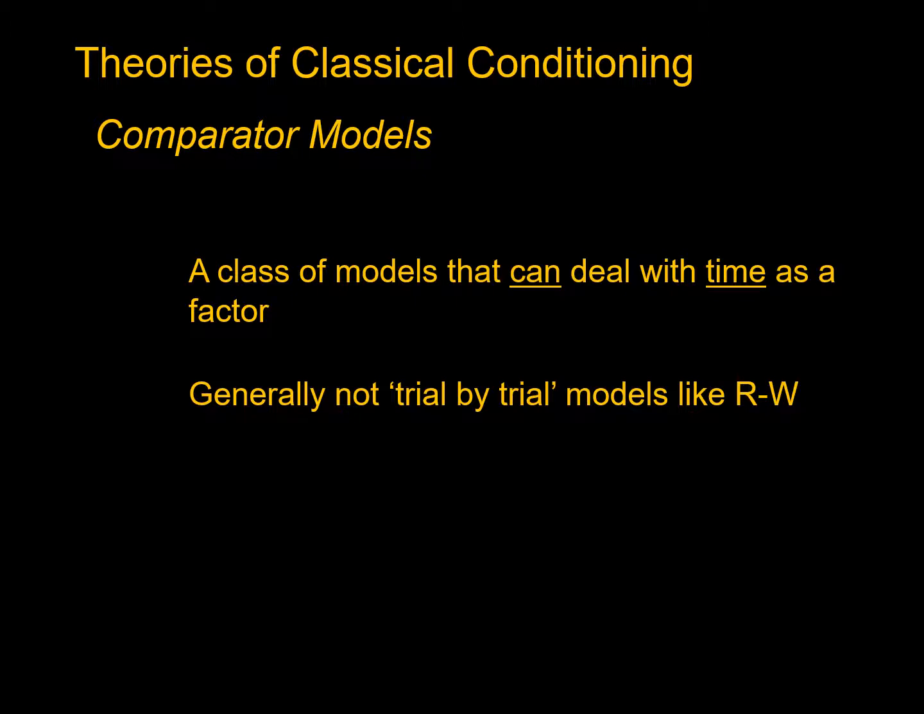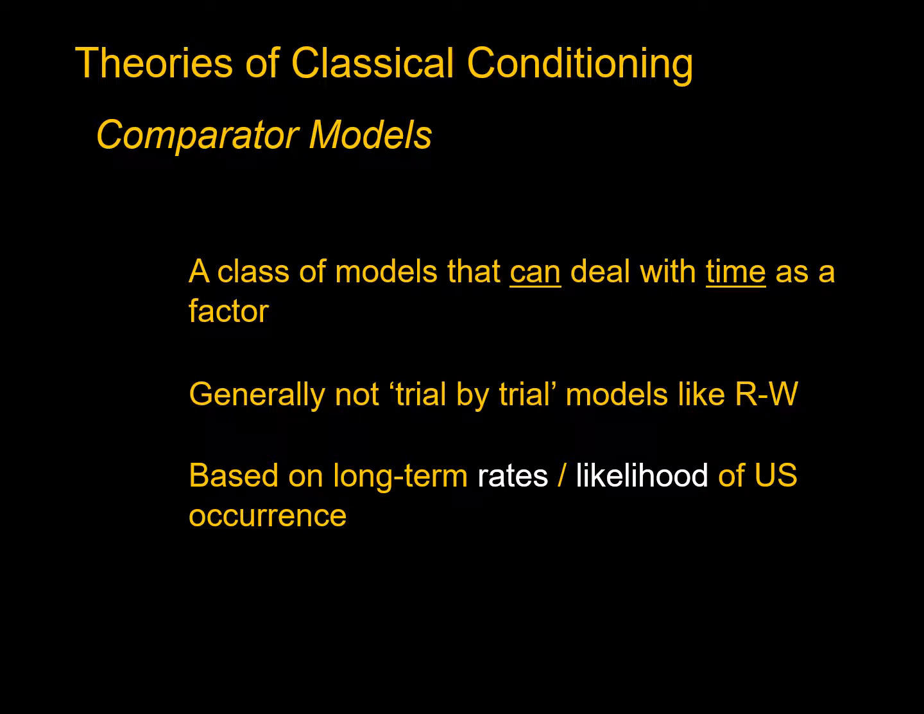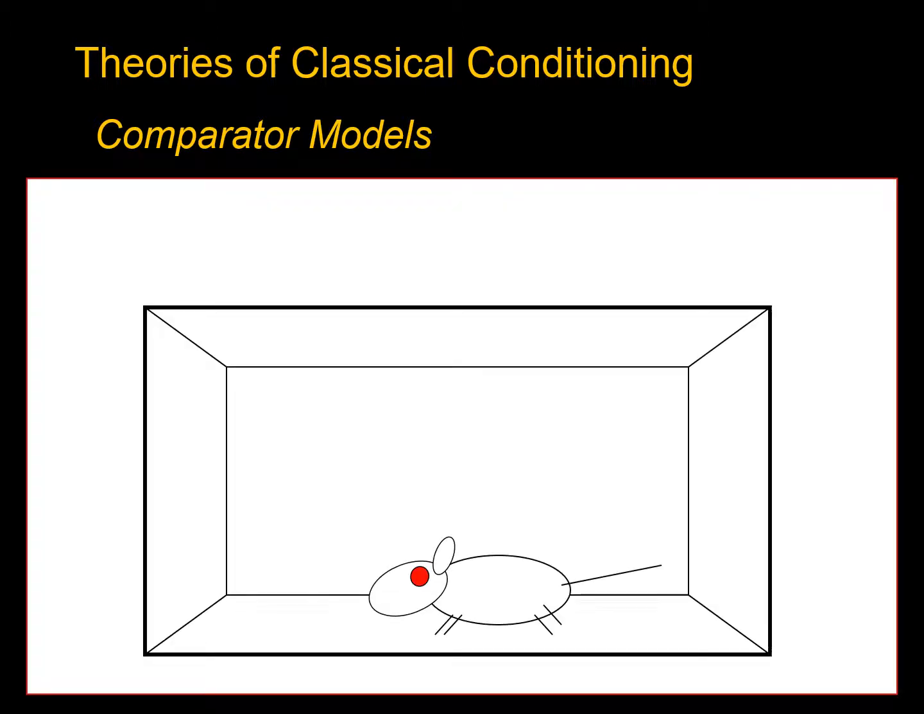And we're not actually going to do any of the math, although we could if we really wanted to, but I'm assuming nobody really wants to. This is based on more long-term, big picture rates of occurrence or likelihoods of USs happening. Now, the key idea behind these comparator models is that we've got our little subject in some sort of environment where we can present stimuli. And we present some CS, and then we deliver a shock as the US.